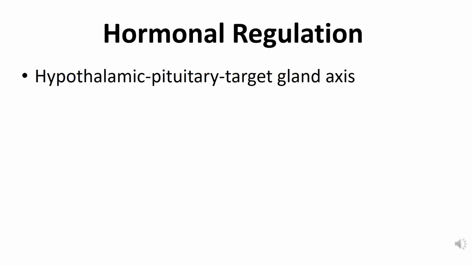This system allows the brain to coordinate hormone activity throughout the entire body. It creates precise timing and balanced endocrine communication. One of the most important features of this axis is negative feedback. As hormone levels rise, they send signals back to the hypothalamus and pituitary. This slows further hormone release and prevents overproduction.